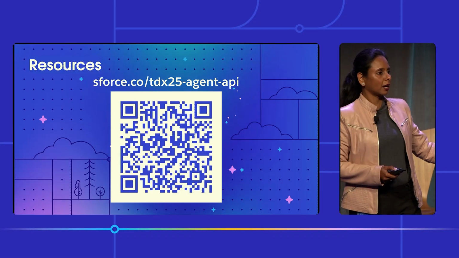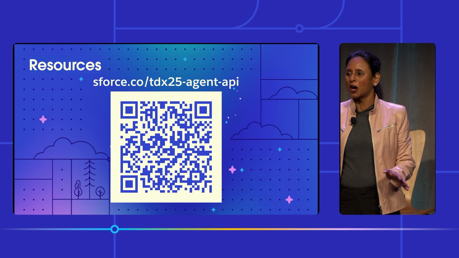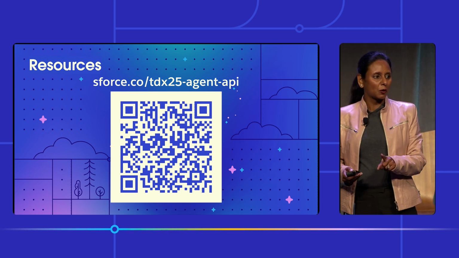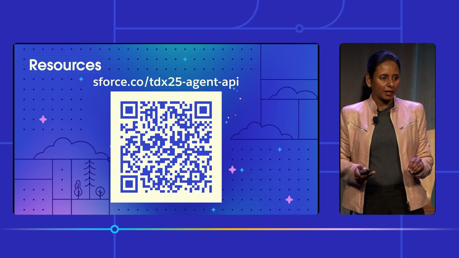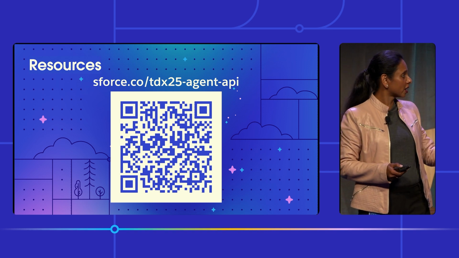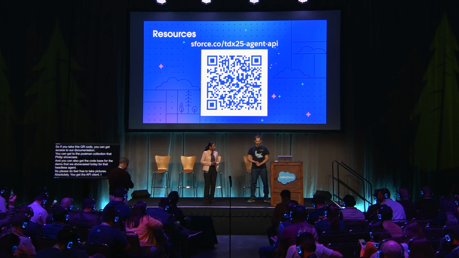And this QR code is very important. Philip has taken the effort to compile a list of all resources for you. If you take this QR code, you can get access to our documentation. You can get to the Postman collection that Philip showcased. And you can also get the code base for the demo that we showcased today for that headless agent. So please do feel free to take pictures. Absolutely. You'll get the Node API client I wrote, so it's a reusable bit of code.